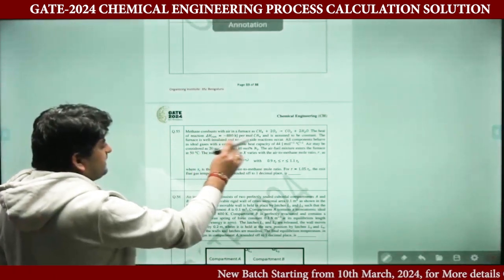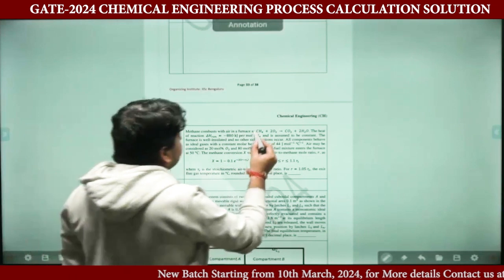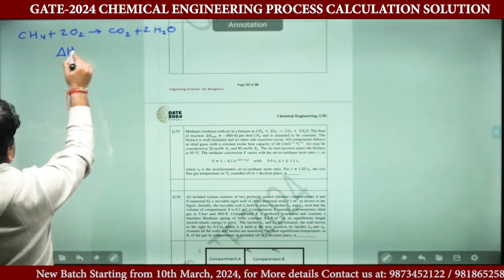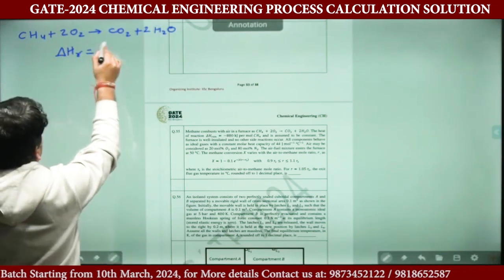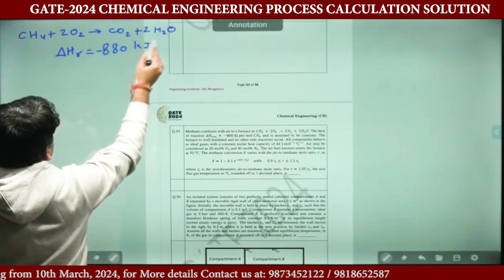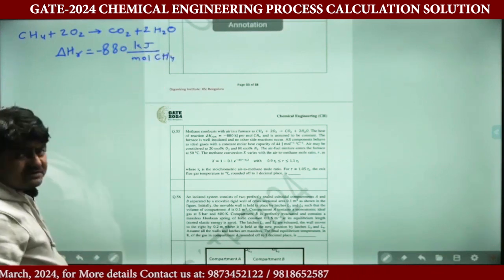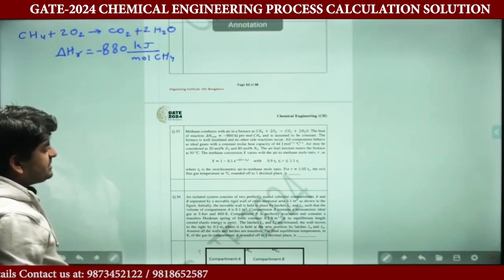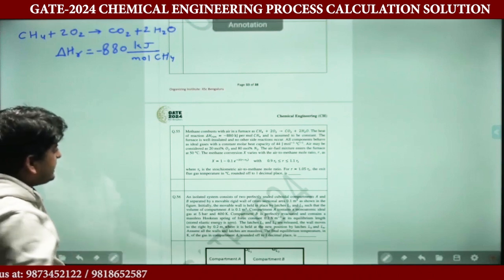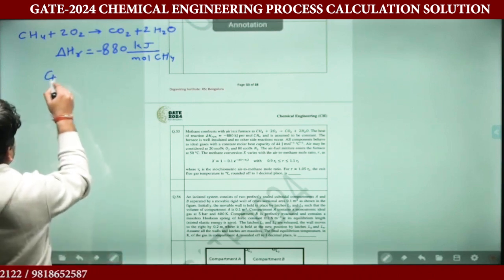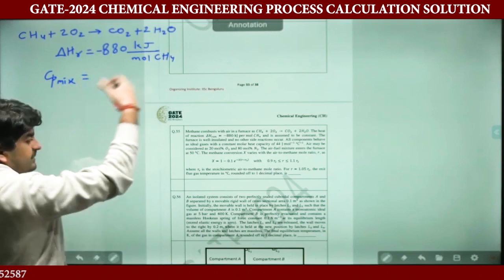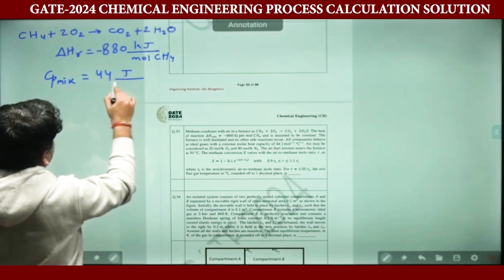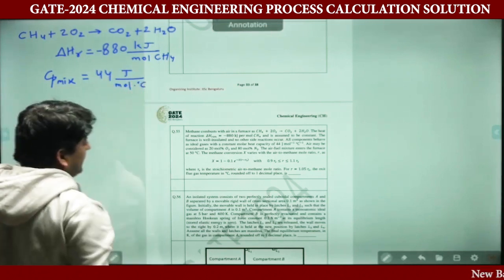Methane combusts with air in a furnace as CH4 plus 2O2 gives CO2 plus 2H2O. The heat of reaction is given as minus 880 kilojoule per mole of CH4, which is constant. The furnace is well insulated, meaning adiabatic condition. No other side reaction is there. All components behave as an ideal gas with constant molar heat capacity. So the heat capacity of the mixture or of each component is the same, which is 44 joule per mole per degree Celsius and constant.